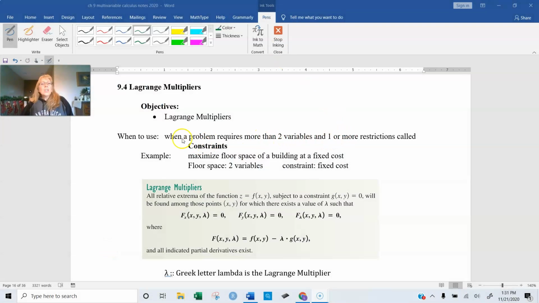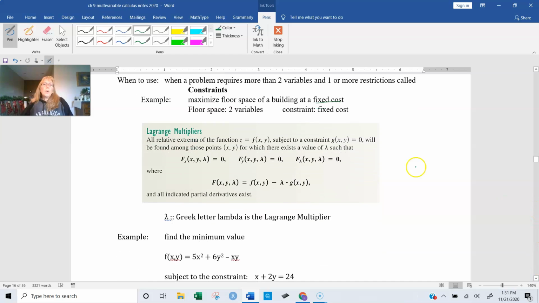All right, this should have been when a problem requires more than two variables. It's two or more variables and one or more constraints. So like an example, I want to maximize floor space of a building at a fixed cost. So I have floor space, we know is two variables because that's area, and fixed cost is my constraint.